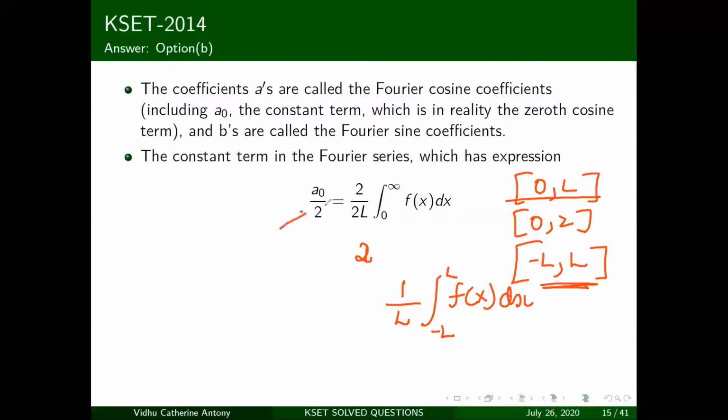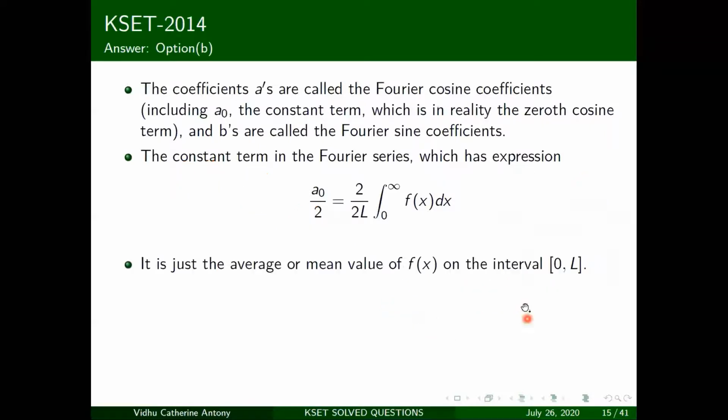The constant term does include the 2. A naught is not just the constant term. You need to say A naught divided by 2. And this has particular significance because this value of your constant term is your average value of f of x. So now let's just calculate this for this problem, okay? So you had L equal to 2, okay? So the interval was from 0 to 2.